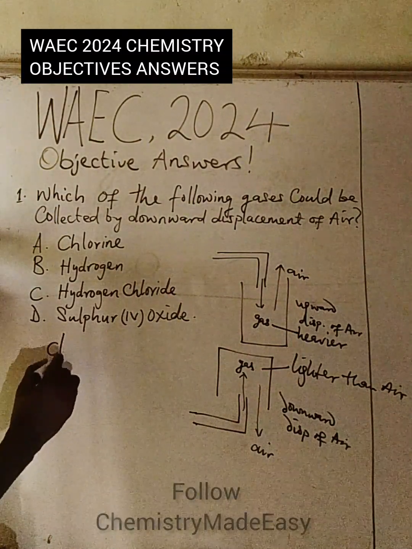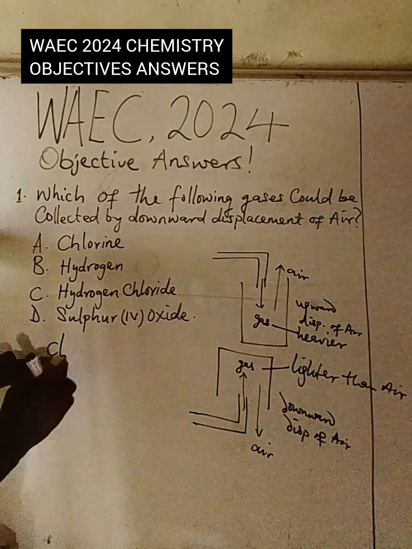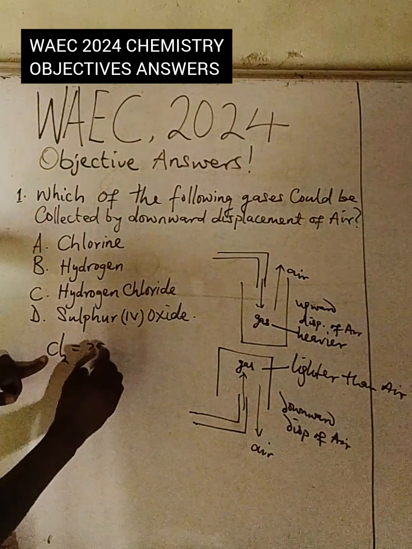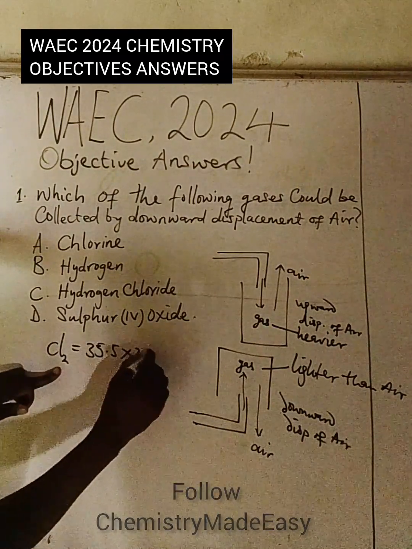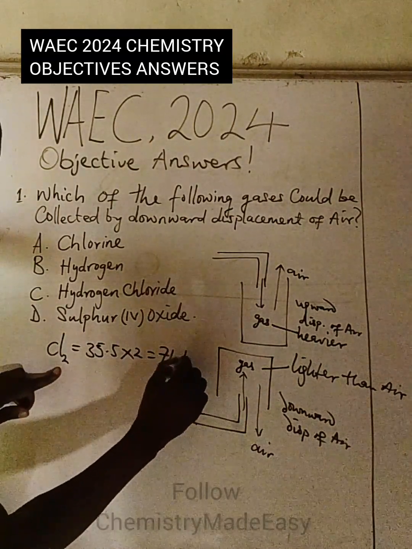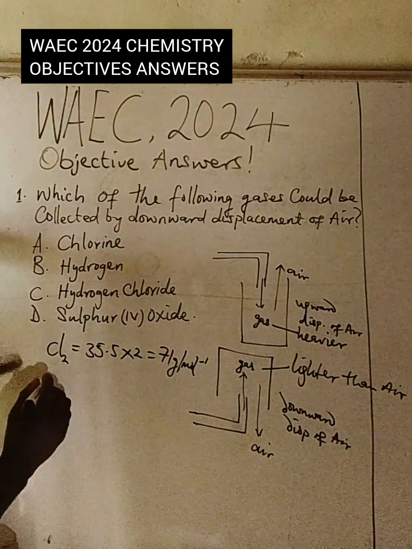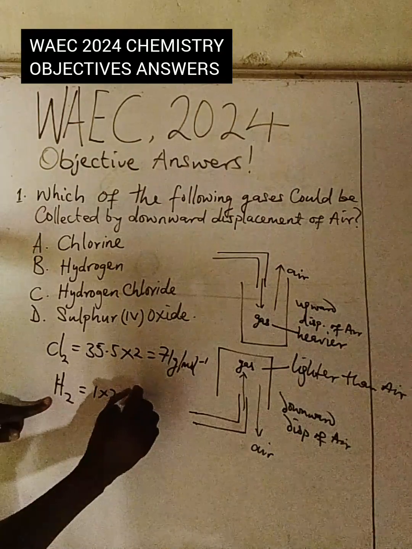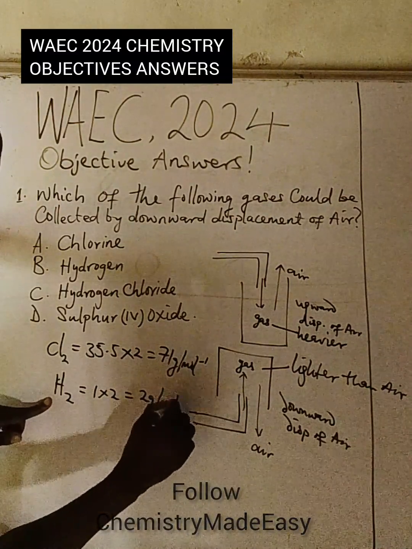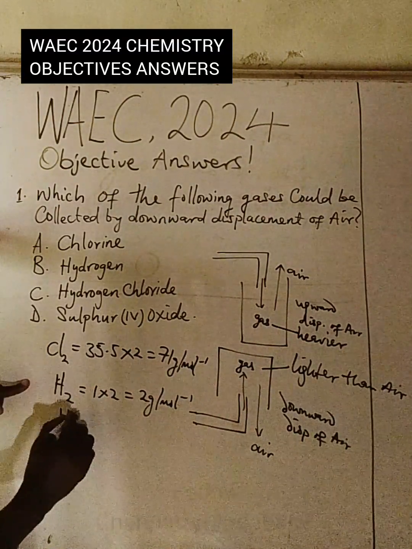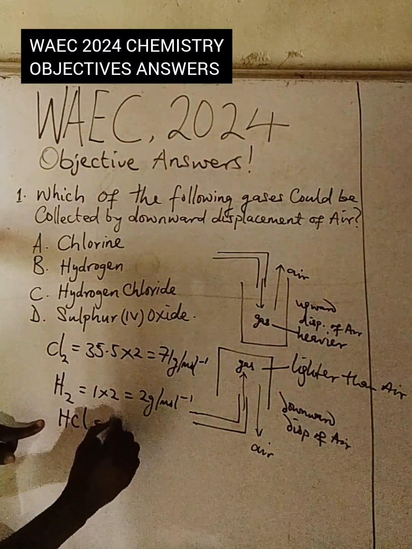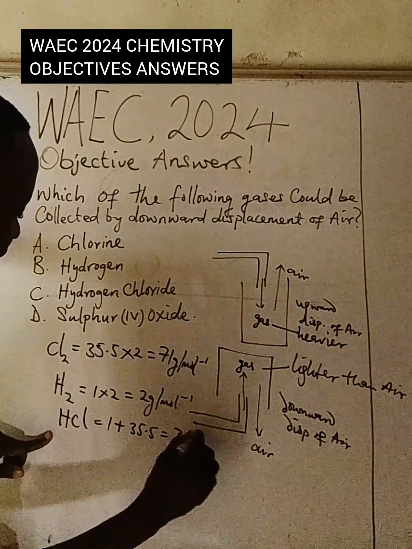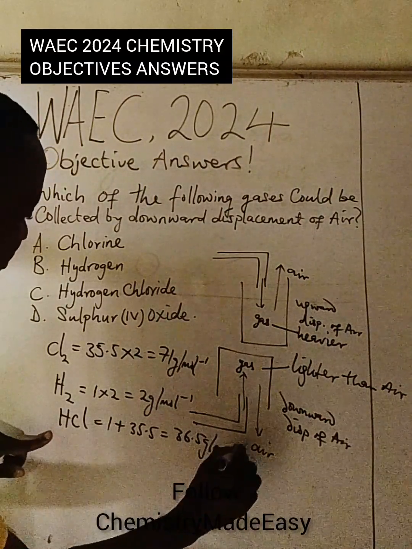Chlorine, this is the formula. You consider the molecular weight of chlorine. Atomic mass of chlorine is 35.5. You multiply by 2. You will get 71 grams per mole. Hydrogen, H2, the atomic mass is 1 times 2. You get 2 grams per mole. Hydrogen chloride, hydrogen is 1 plus chlorine 35.5. You get 36.5 grams per mole.